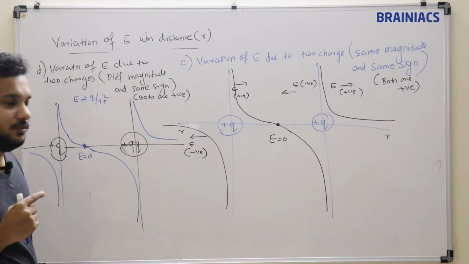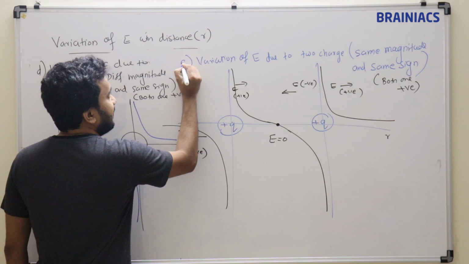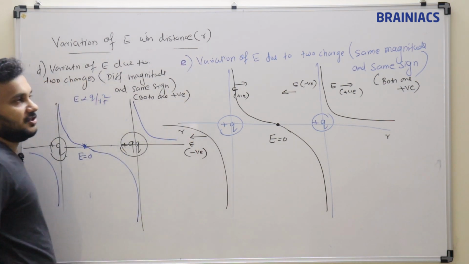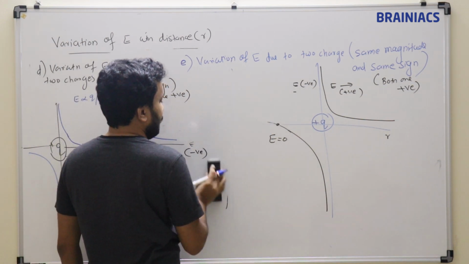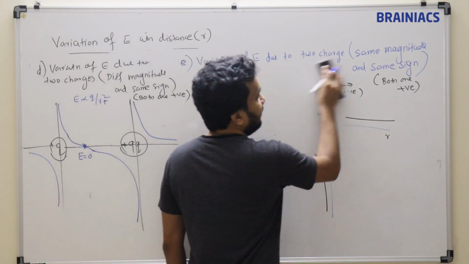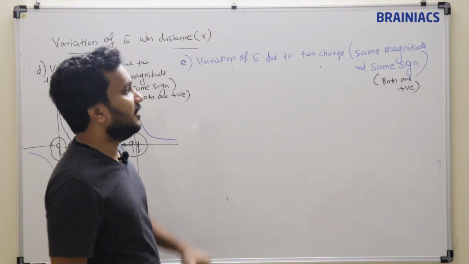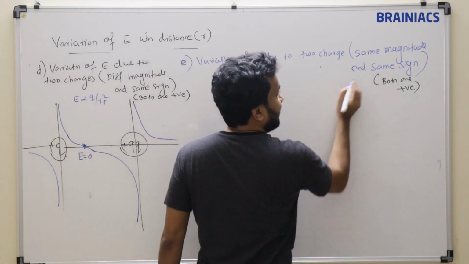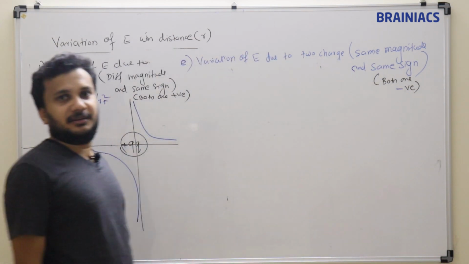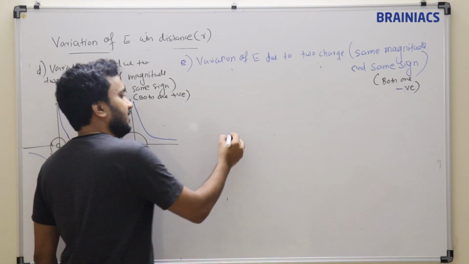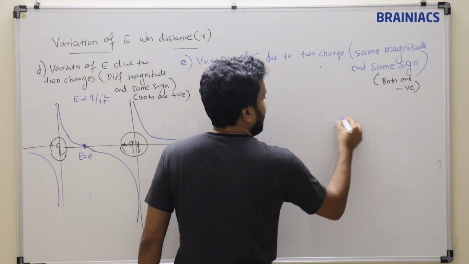Next one, what will the next one be? E. The next section is E, the fifth subsection. What's the difference we are going to see here? Variation of electric field due to two charges, same magnitude and same sign, but both are negative. We'll take two negative charges, minus q charge here and minus q charge here.